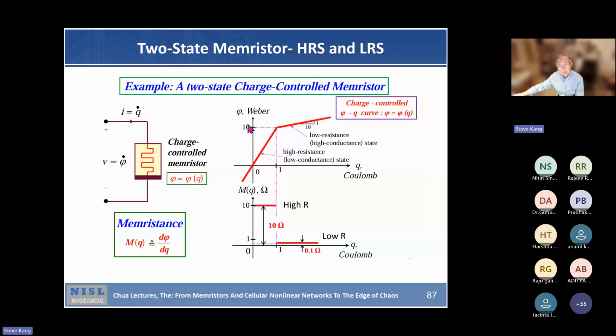So in terms of resistance, memductance, here the slope is 10, right? So you have a 10 ohm memductance here based on this slope. Here is another one, it's 0.1, right? So this is 0.1 ohm. So this is a high resistance, and this is low resistance. So this is a 2-state Memristor. In reality, it's a continuous curve, right? But for simple illustration, you can have a piecewise linear approximation.